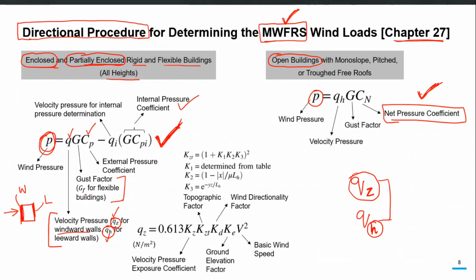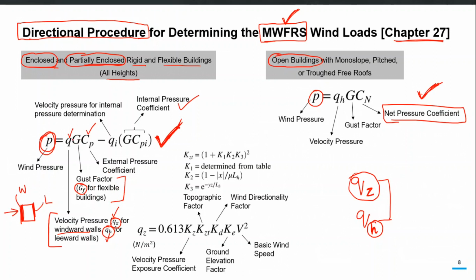Then we have the gust factor. Sometimes for flexible buildings, it is denoted as G sub F, indicating that it is for a flexible building. For rigid buildings, which are generally defined as buildings having a fundamental time period less than 1 second, it is denoted as capital G, and its generally recommended value is 0.85.